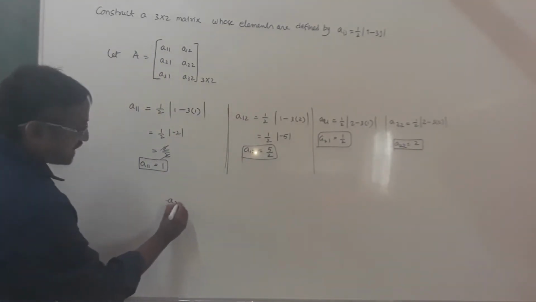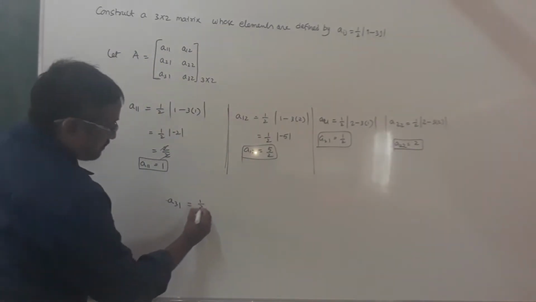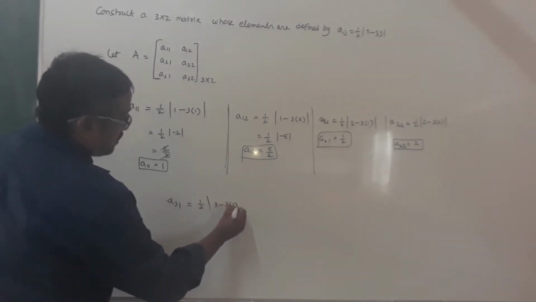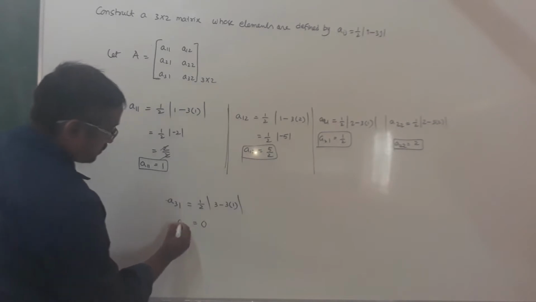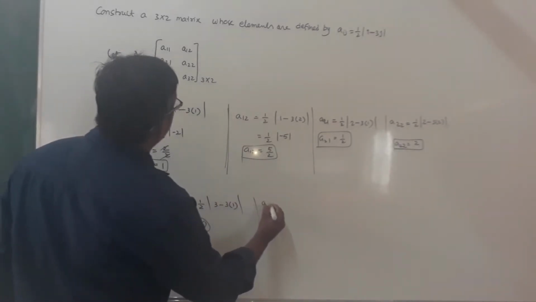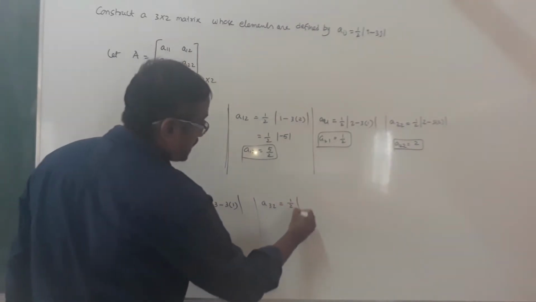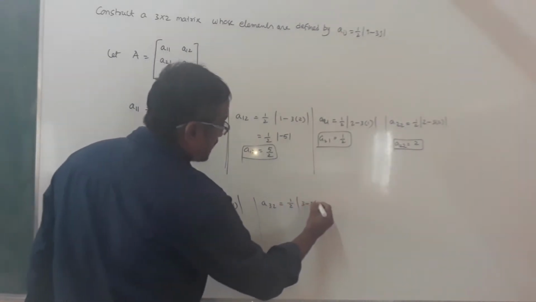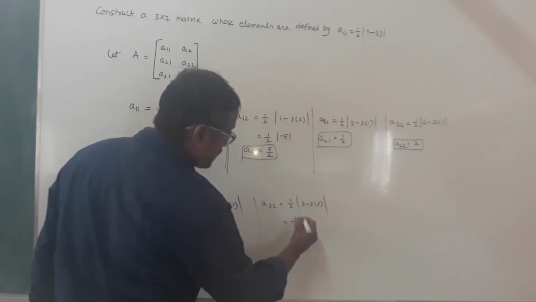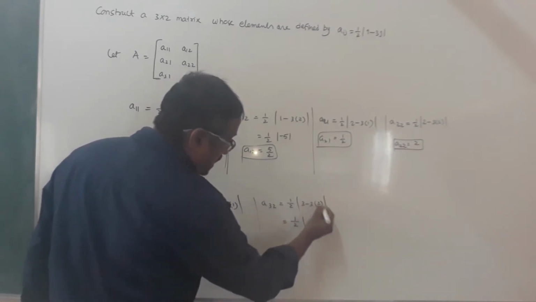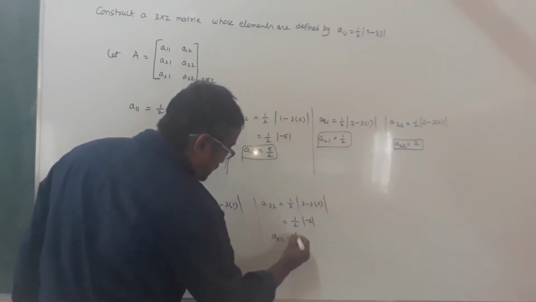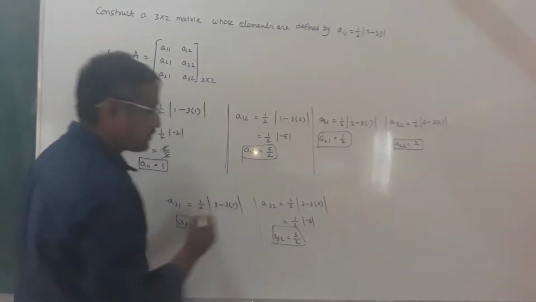Now A31 is 1/2 into mod 3 minus 3 into 1. So 0. A31 is 0. Next, A32 is 1/2 into mod 3 minus 3 into 2. So 1/2 into mod 3 minus 6. So it will be minus 3. So A32 is equal to 3 by 2.